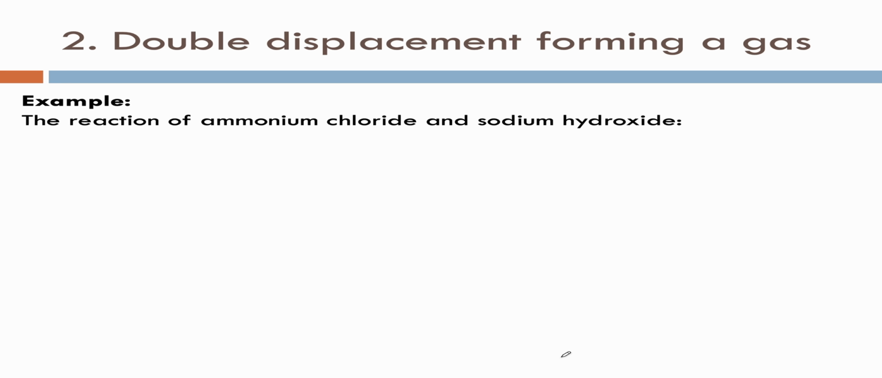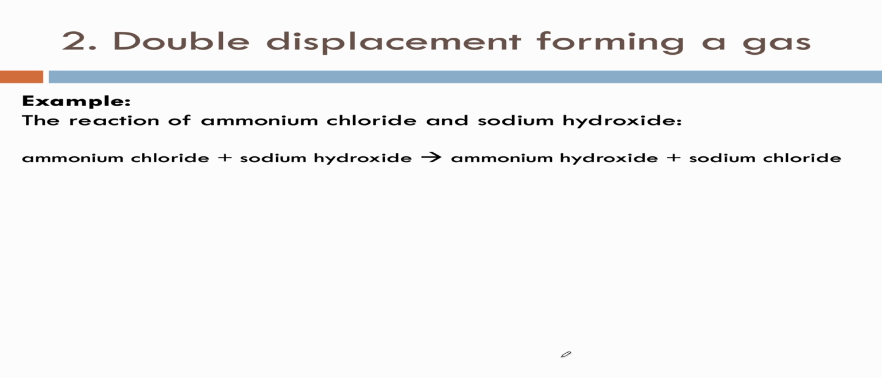Let's say you have ammonium chloride and sodium hydroxide. So ammonium chloride, sodium hydroxide, you're going to keep the cations in the same place, the ammonium and the sodium. And you're going to swap the anions, so swap the chloride and the hydroxide. So we'll get ammonium hydroxide and sodium chloride.